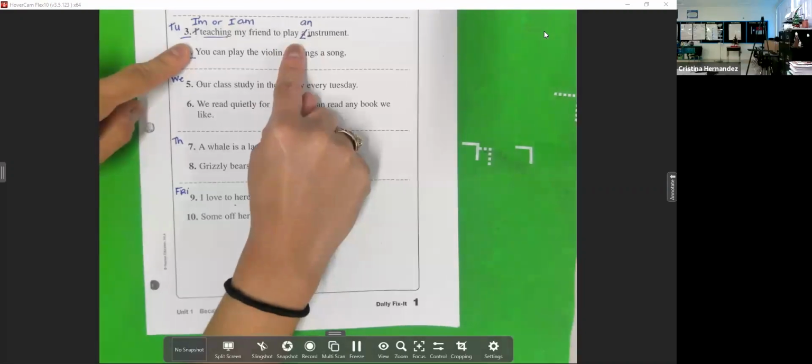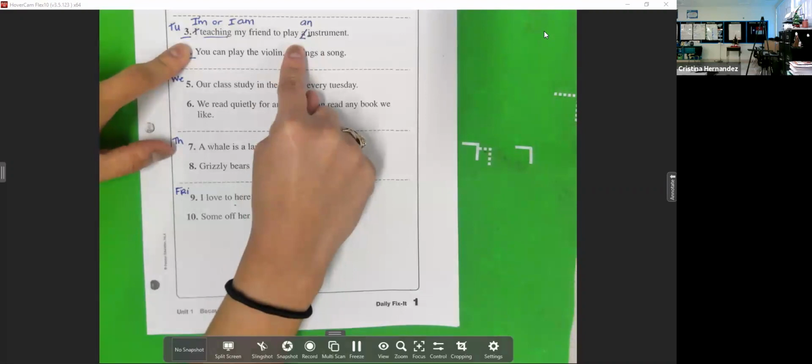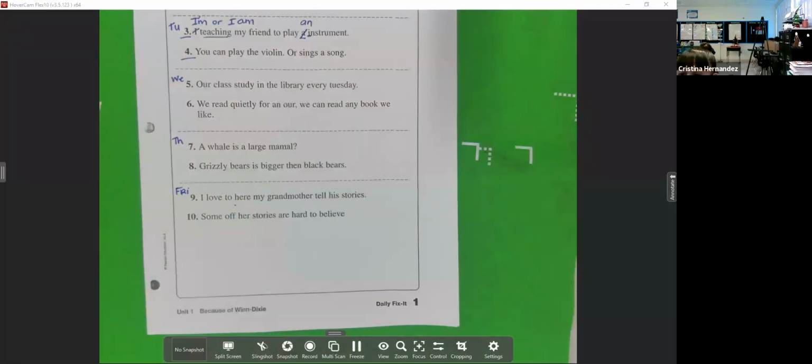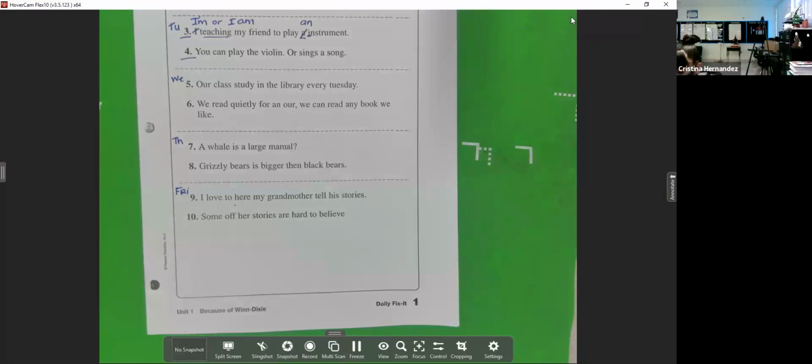So let's look at this first sentence right here because there's a period. You can play the violin. That's a complete sentence, right? Would y'all agree that's a complete sentence? Yes, no, maybe so. You can play the violin. Is that a complete sentence?